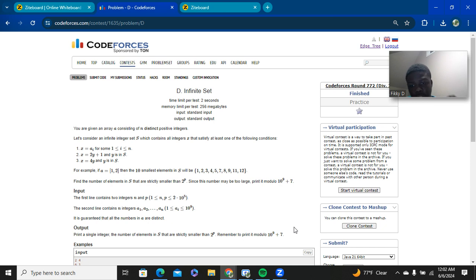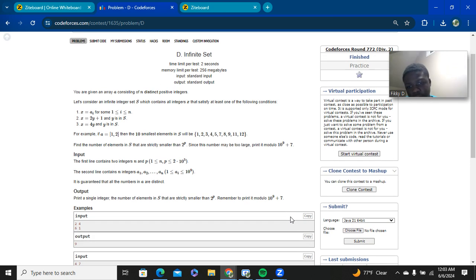Then you realize that the two integers they give you, n and p, are ridiculously big. So obviously you can't brute force this and just generate all the numbers, because 2 to the 10 to the fifth is ludicrously big. So that obviously would not work. You also have your values, which are up to 10 to the 9.